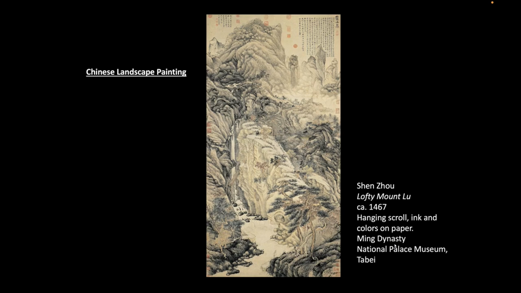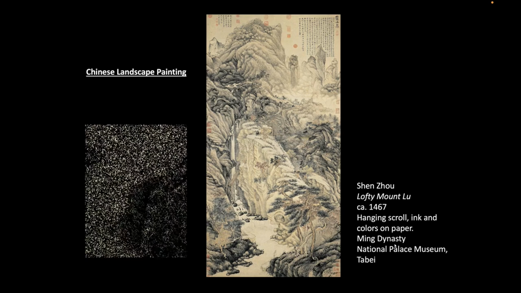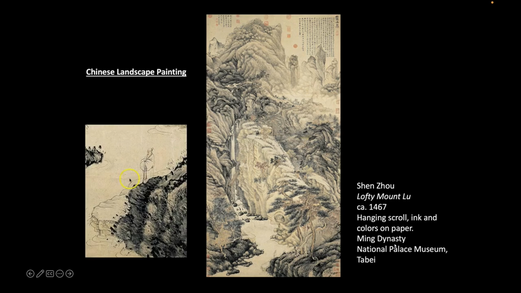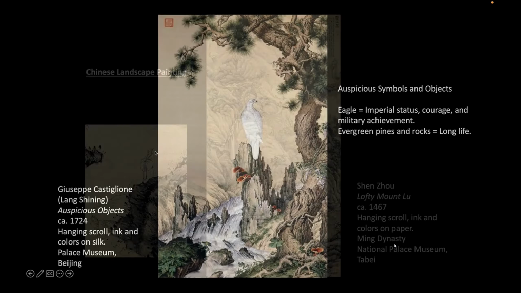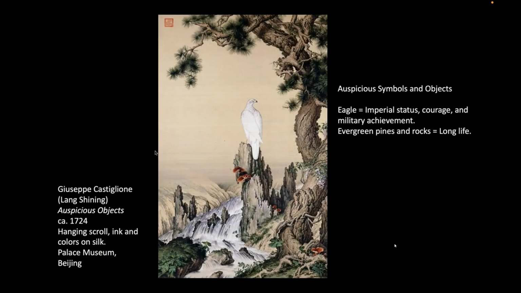So now, thinking about how could something like this be appropriated in a different context? And here is our mentor right here. Let's look at this wonderful painting. This painting was made by the Italian painter Giuseppe Castiglione, who painted this painting called Auspicious Objects in 1724 when he was a resident at the Chinese emperor's palace, right?